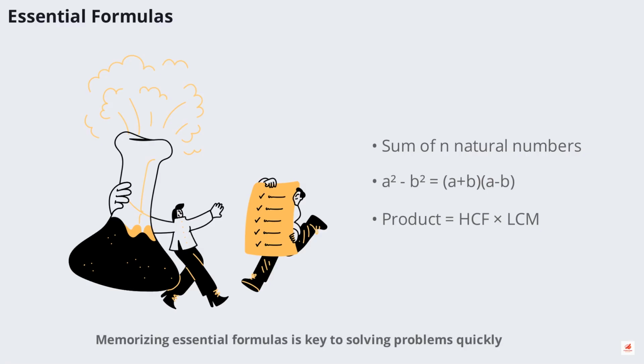Memorizing essential formulas is key to solving problems quickly. Know the sum of n natural numbers, sum of n odd and even numbers, (a+b)² and (a-b)², a²-b² equals (a+b)(a-b), product of two numbers equals HCF times LCM, and the number of factors formula. These formulas will help you tackle a wide range of questions with confidence.